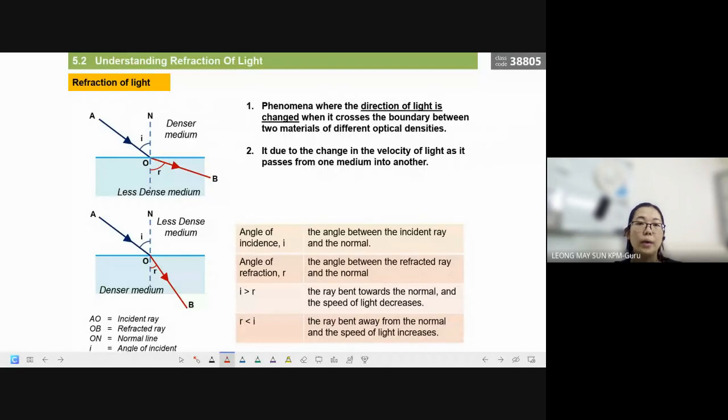Okay, so we need to understand refraction of light. Refraction of light is a phenomenon where the direction of light changes as it crosses the boundary between two materials of different optical density. The speed changes. Remember previously when we talked about wave speed changing because of the wavelength change. The wavelength actually changes because of the medium change. So when we talk about light waves, the wave speed changes because the medium changes optical density.